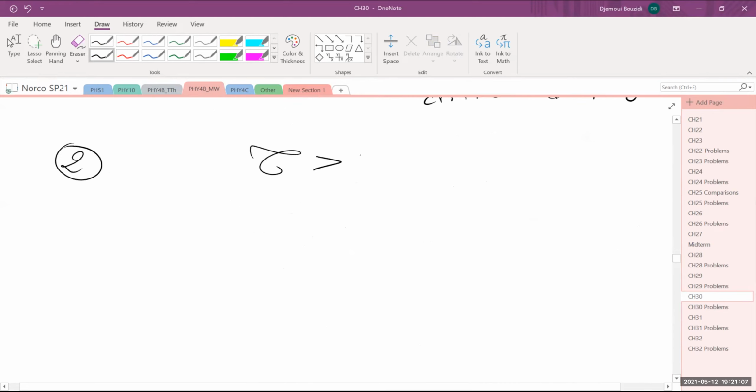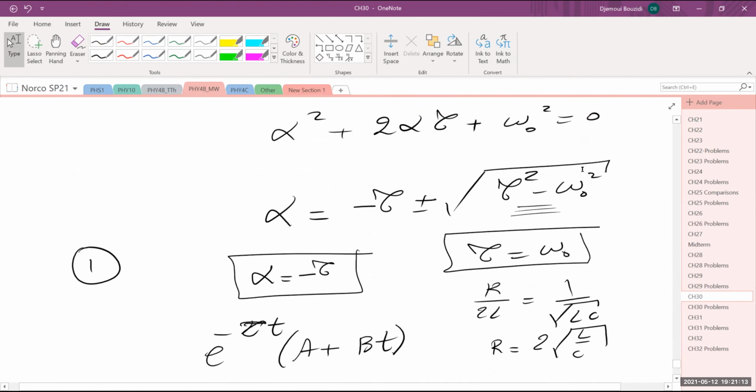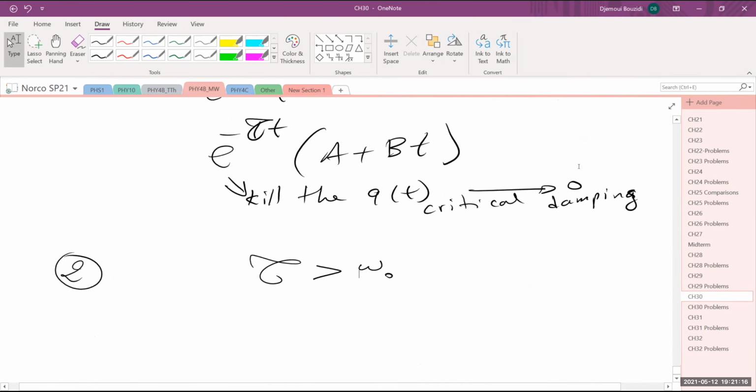Tau is bigger than omega naught. So we said that tau equal to omega naught means this is equal to 0. And if tau is bigger than omega naught, then I have really two solutions. Here they are. By the way, this has importance when it comes to your lab, okay?